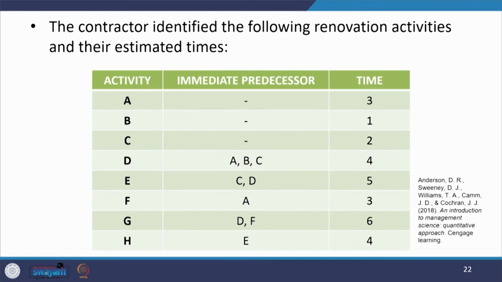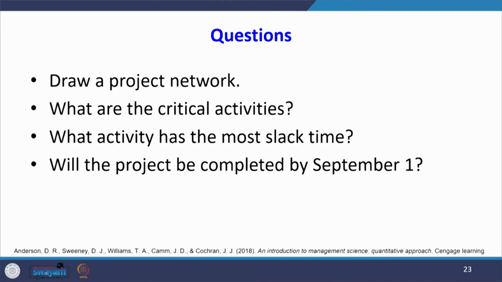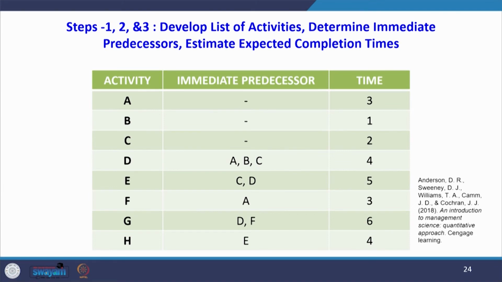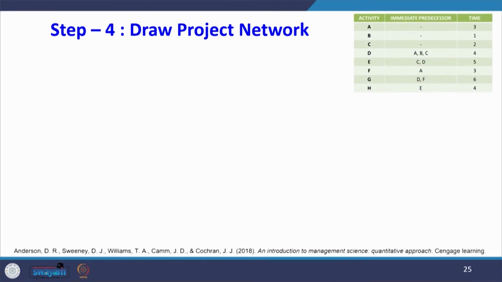So, as per the steps, the questions which you have to answer are: draw a project network, what are the critical activities, what activity has the most slack time, will the project be completed by September 1? These are the questions. We have completed step 1, step 2, step 3. What are they? Develop a list of activities, determine immediate predecessors, estimate expected completion time. Now, we will go to step 4. Step 4 is drawing the project network. So, we start from here.